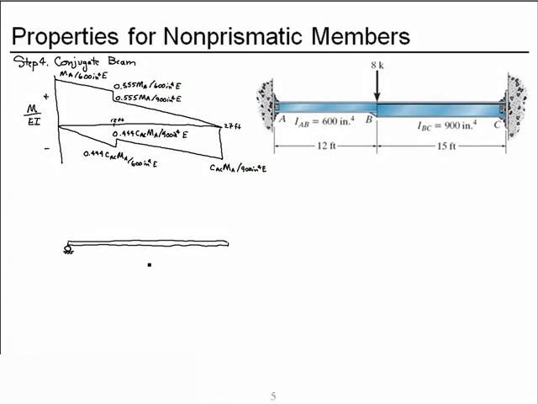Now normally this would look indeterminate, or not indeterminate rather, but unstable. But in the conjugate beam method, the loading we apply will keep this structure in equilibrium. So let's draw the distributed loading on the conjugate beam.